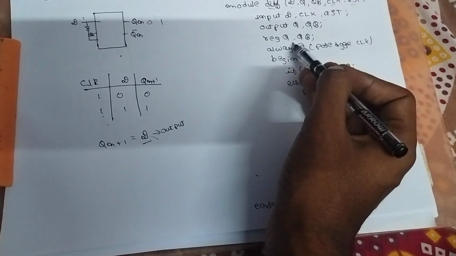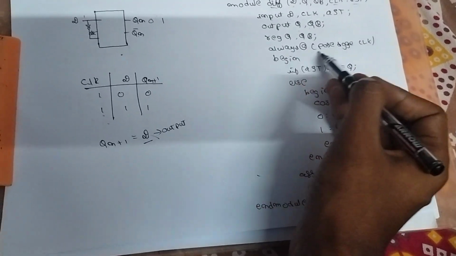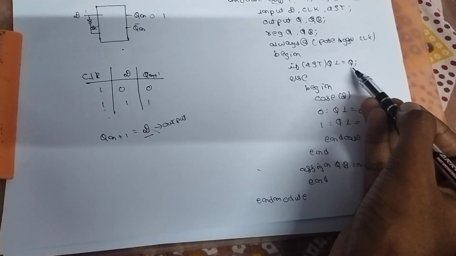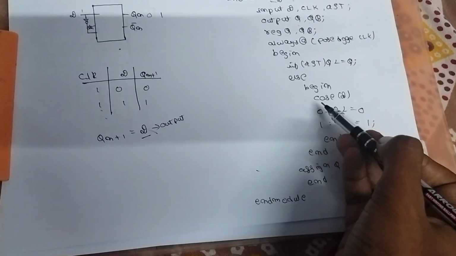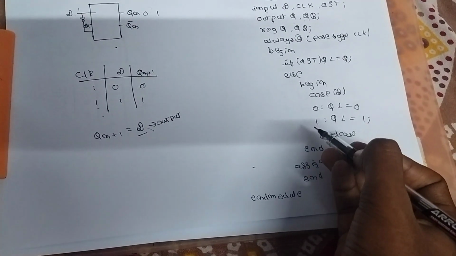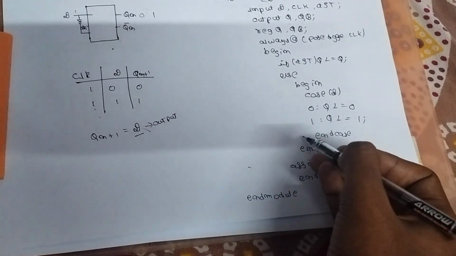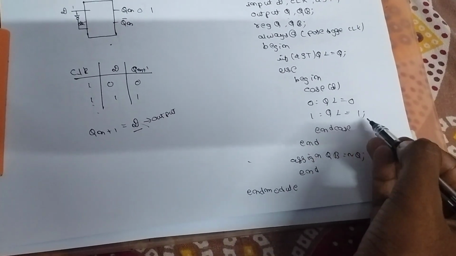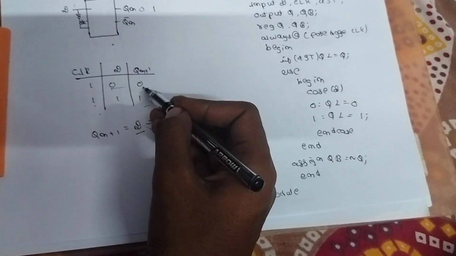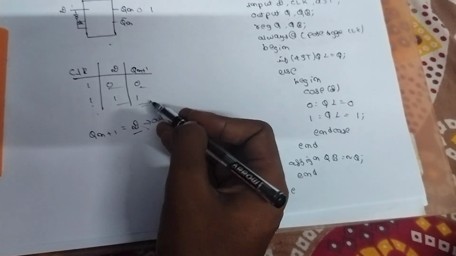Then reg Q, QB, always at posedge of CLK, begin, if RST, Q less than or equal to 0, else begin. We have taken case of D. If D is equal to 0, then Q must be equal to 0. If D is equal to 1, then Q must be equal to 1. We can see the truth table here. If D is 0, the Qn plus 1 value is 0. If D is 1, the Qn plus 1 value is 1.